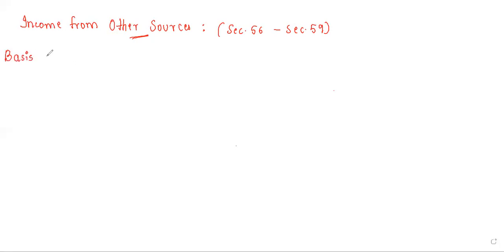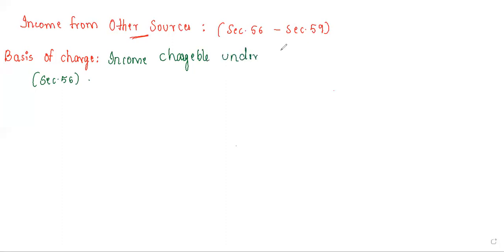Basis of charge, here it will be coming under section 56. Section 56, we study about the basis of charge, which tells about how we charge the income from other sources, where we are going to charge, and how much we are going to charge. So income chargeable under the Income Tax Act. Under the Income Tax Act, we will be charging this income, against the income from other sources.